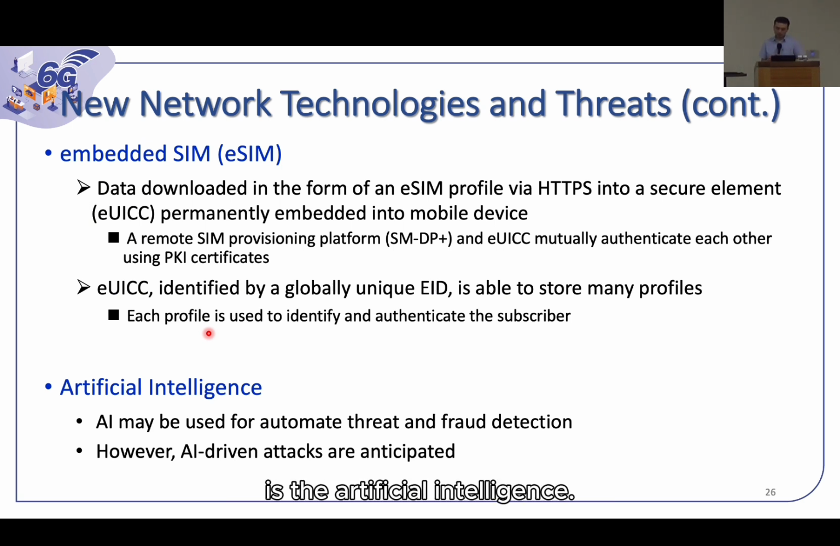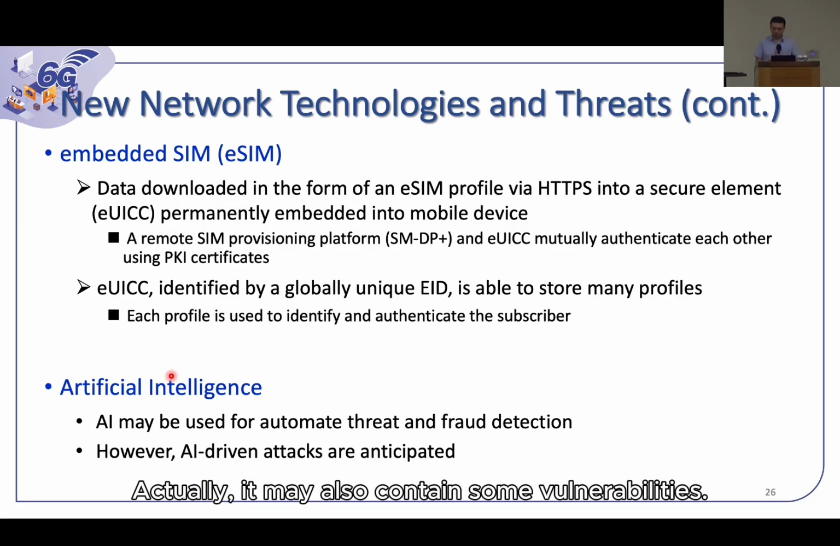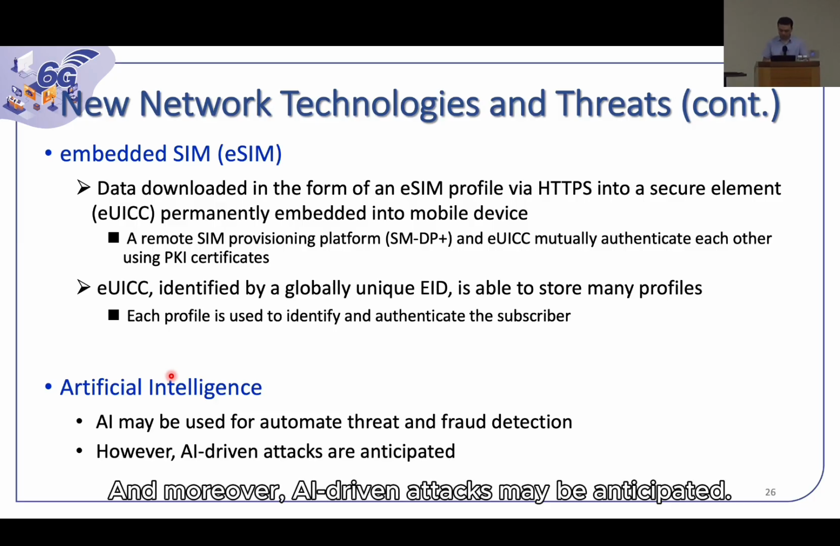And the last one is artificial intelligence. Since in the 5G or the future 6G network, we want to deploy AI solutions so that we can automate procedures in the core network, or make the core network more automatic and secure. Actually any function can be improved and automated by AI solutions. So once we deploy AI, it may also contain some vulnerability. And moreover, AI-driven attacks may be anticipated.